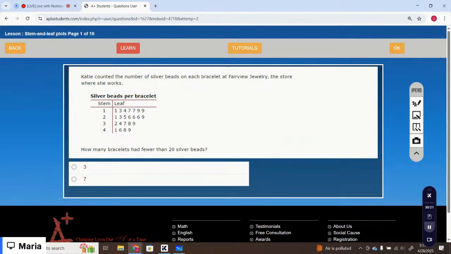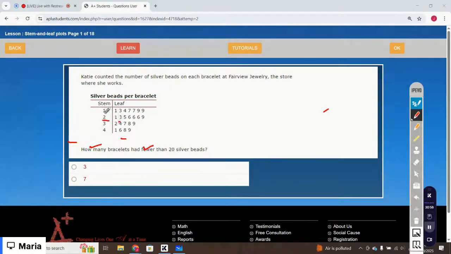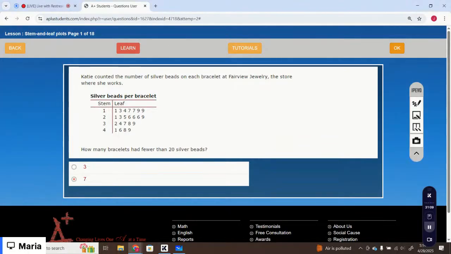Tati counted the number of silver beads on each bracelet at Fairview Jewelry, the store where she works. How many bracelets had fewer than 20 silver beads? Fewer than 20. Stem 1, you need to count the leaves in front of stem 1. There are 1, 2, 3, 4, 5, 6, 7. There are 7 leaves. So the correct option is 7. Option number 2 is the correct option.